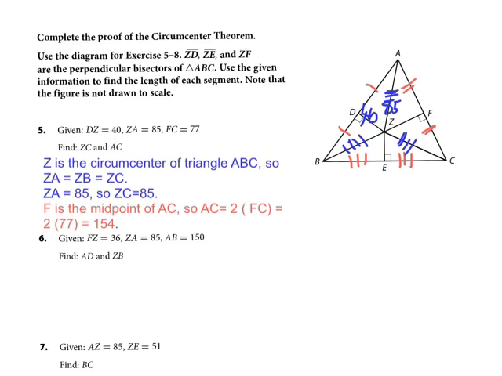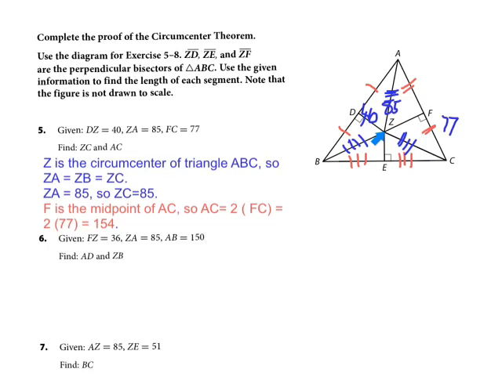And the last FC, which is this segment here, is 77. So let's go mark that one with 77. Okay. Now, if we take a look at our problem, they are requesting from us that we find ZC. Now, ZC is here.